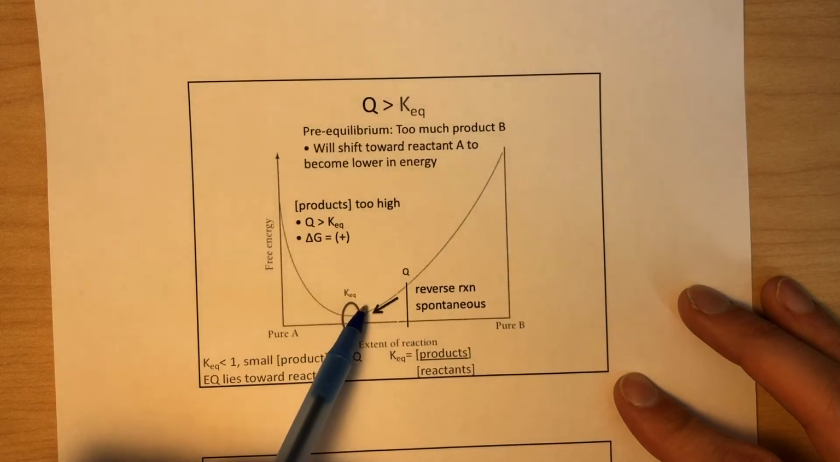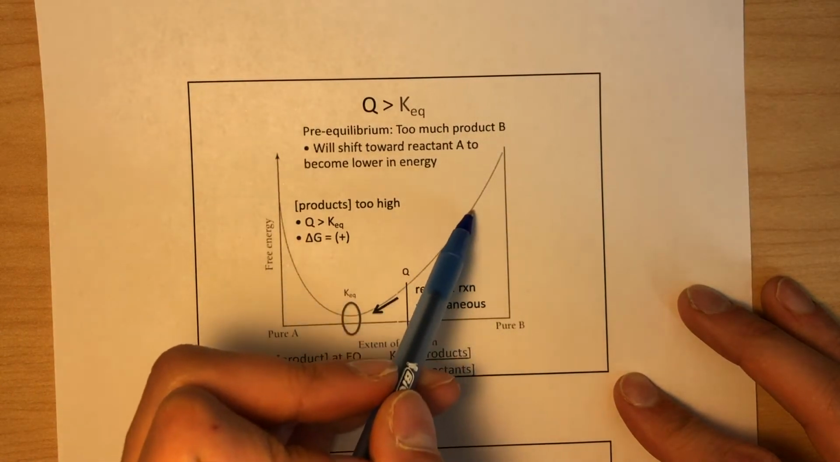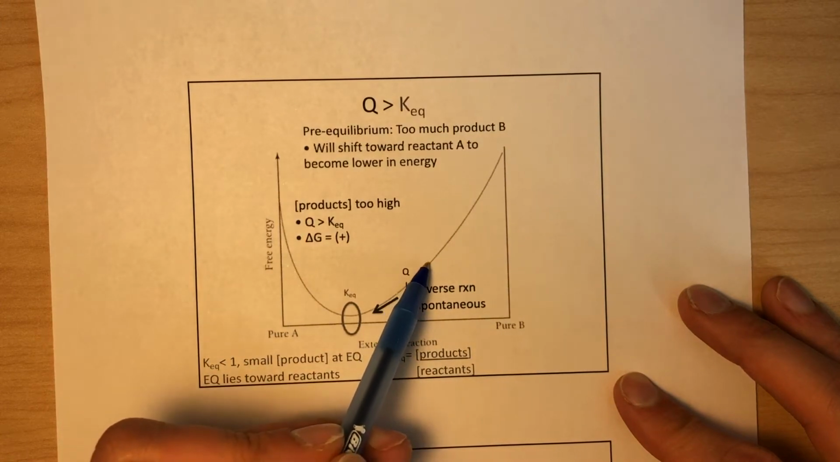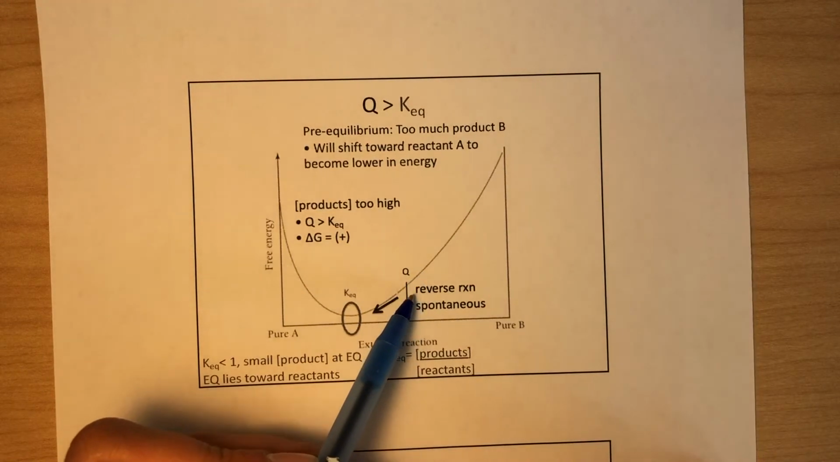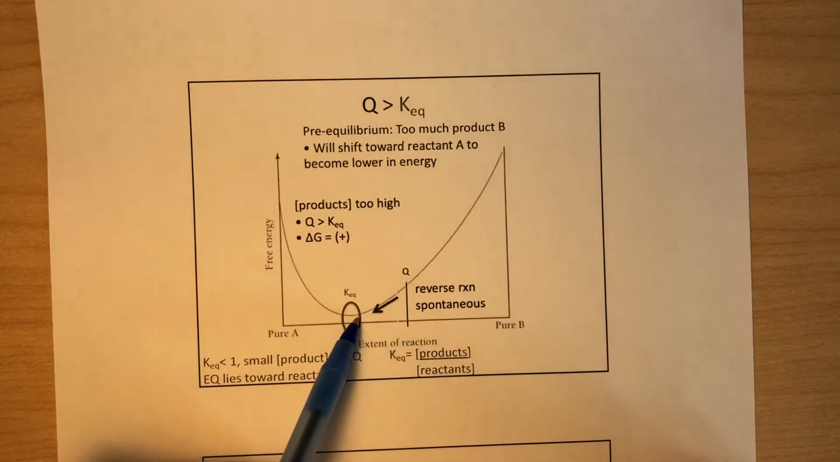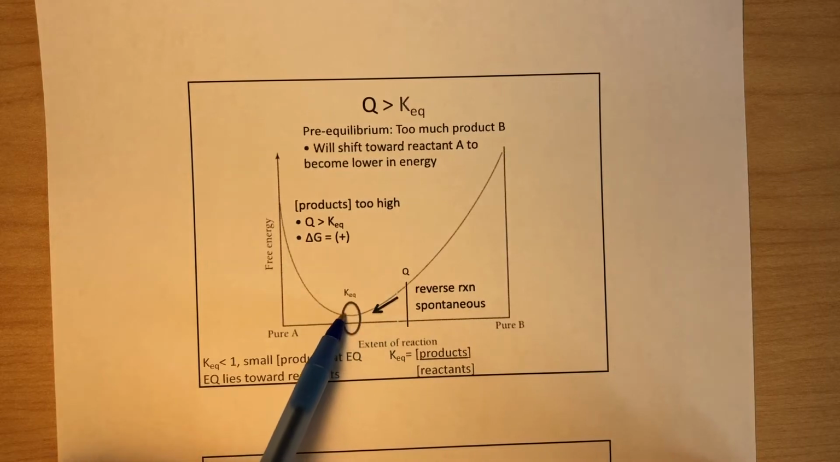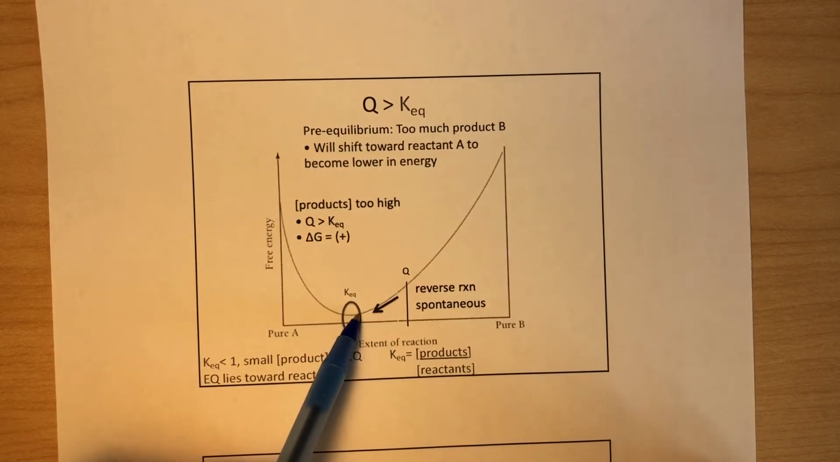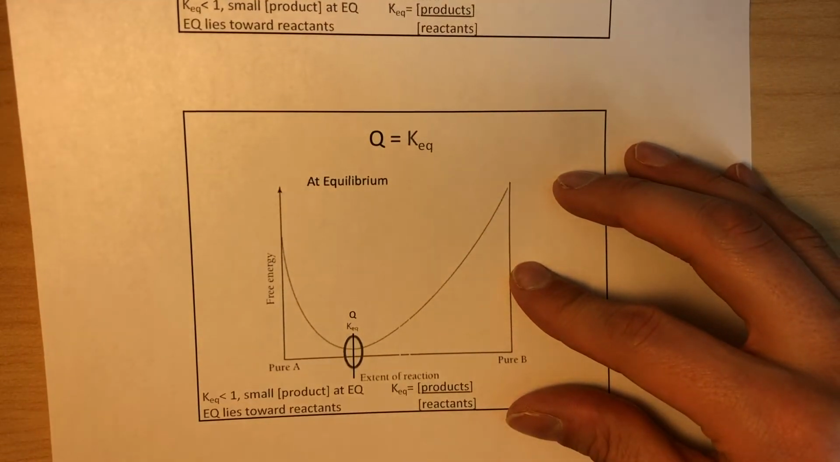So if we have a situation where Q is larger than K and we have more products than we're supposed to, we can see that it's up and it's actually higher in energy. In order to reach equilibrium, the system, this vertical line, has to shift towards the reactants, going left. And when it does, Q is going to drop in energy until it reaches the bottom, where it is at equilibrium.